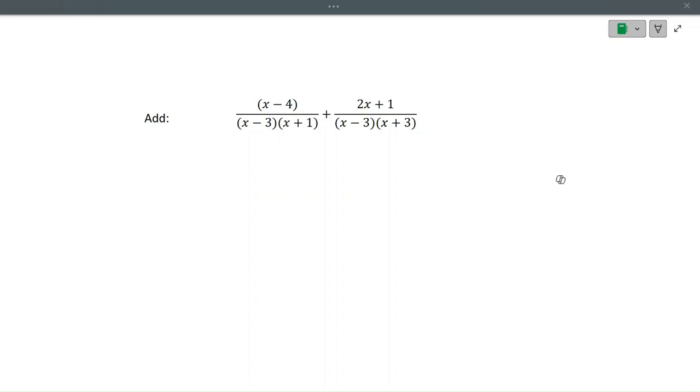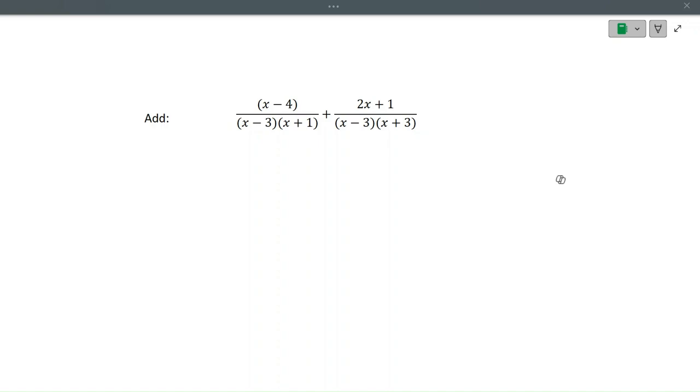It's your friendly math tutor, Miss C here, and today we are adding rational expressions. We have two terms separated by an addition sign, or a plus sign. When we add fractions, we have to have common denominators, and when we are adding rational expressions, that rule pertains.